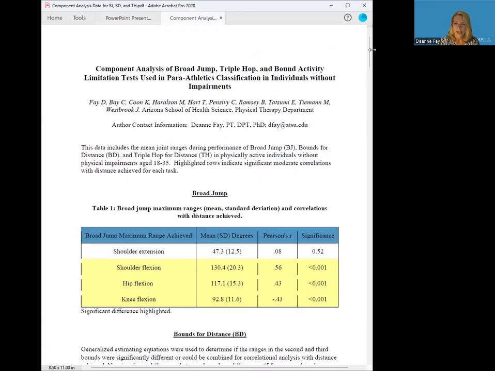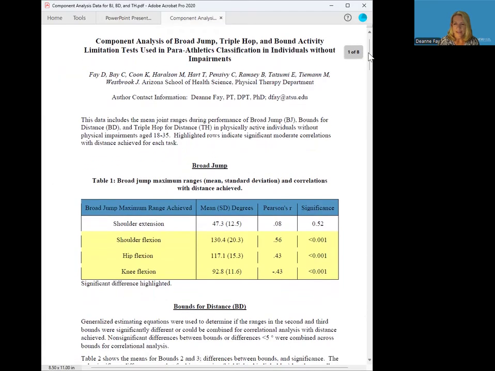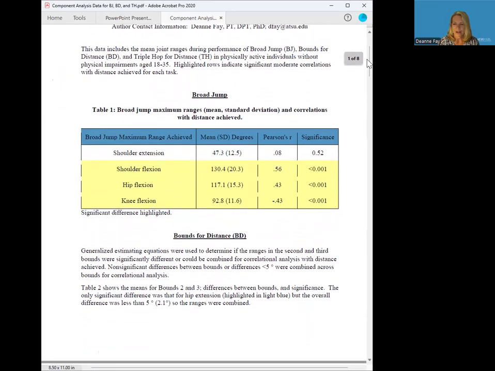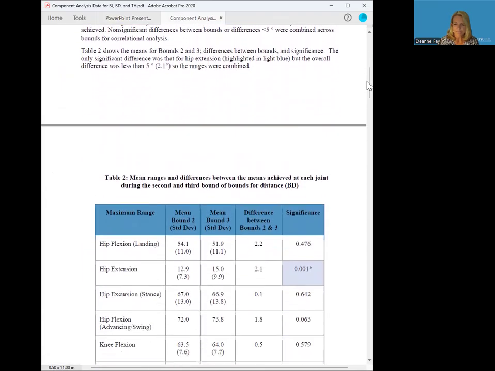This data sheet has tables to give you the actual mean and standard deviations of each of the joints for each of the different tasks. We've highlighted in yellow the ones that were significant with at least a moderate Pearson R.